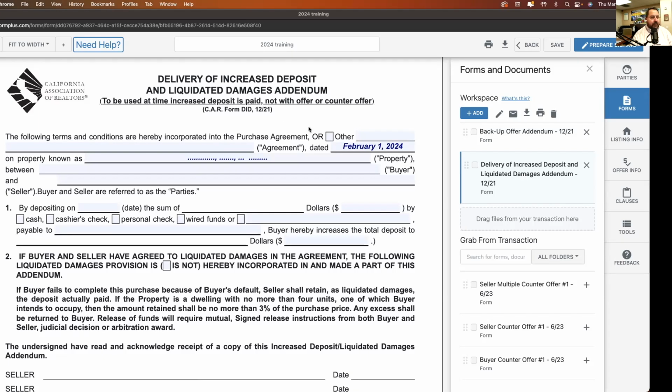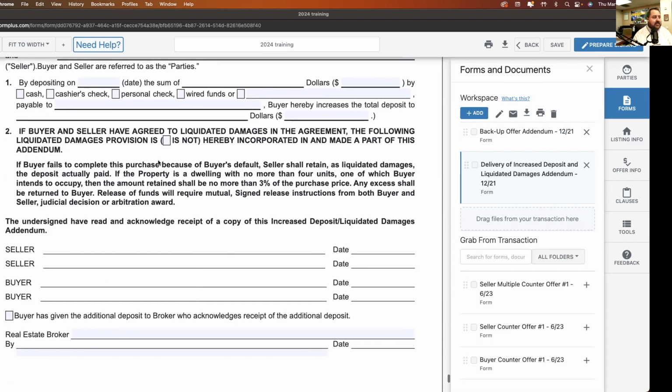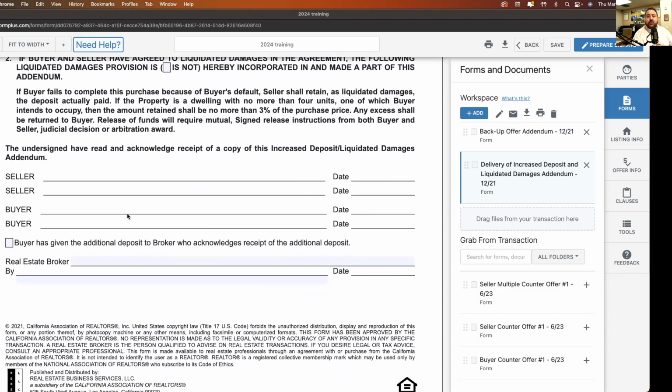It gives the property address, the date of the contract, who the parties are. And then it says, by depositing on this date, whatever the date is, the sum of whatever the amount is by wire funds, buyer hereby increases the total deposit to, so $10,000 is now $20,000. And by signing this, the way it is by default, we're agreeing that the $20,000 is part of the liquidated damages clause that we'll get to later in the contract.